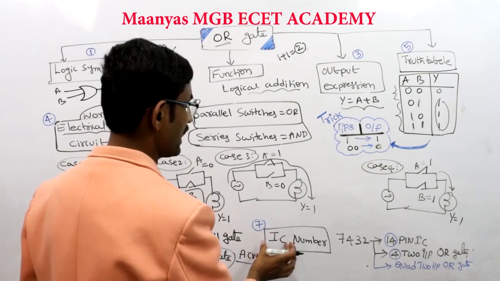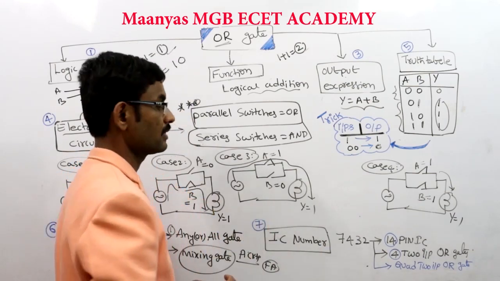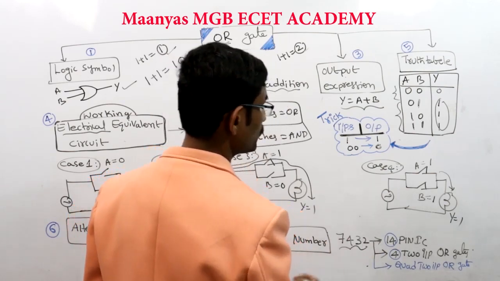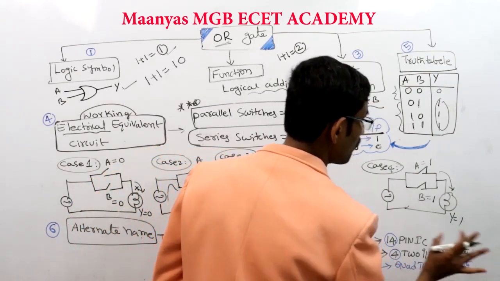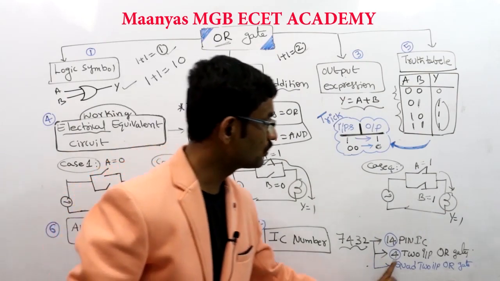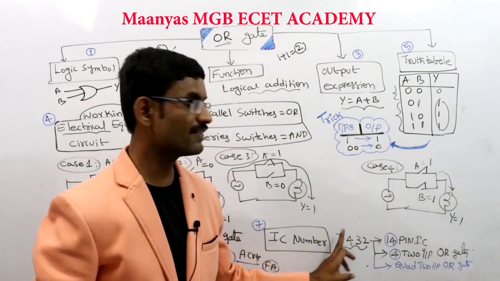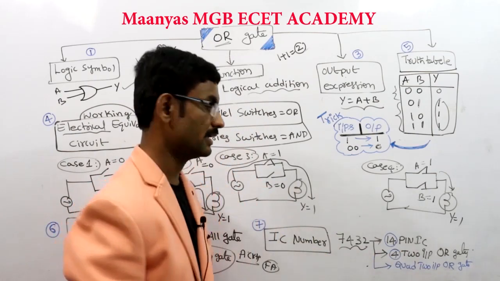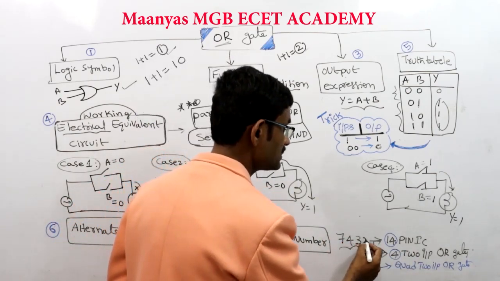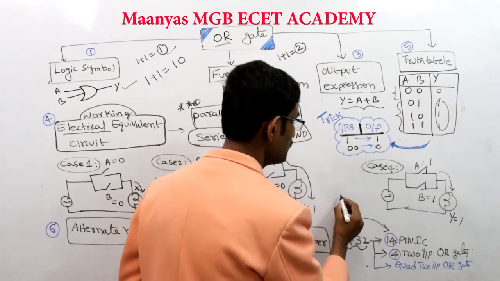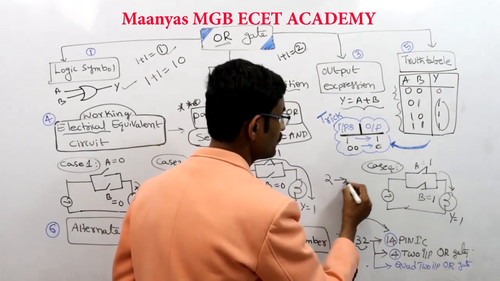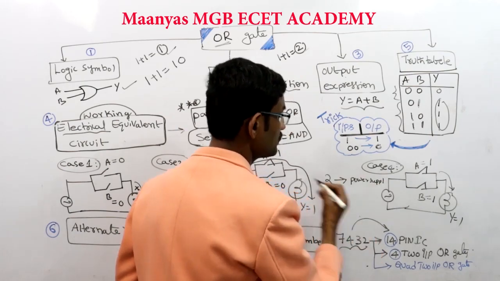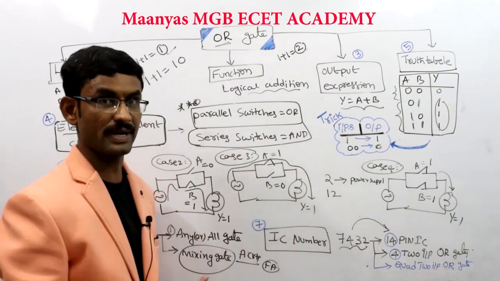Next parameter, IC number. The IC number is 7432 for the quad 2 input OR gate. The IC number of quad 2 input OR gate is 7432. What is the meaning of quad 2 input OR gate? Yes, 7432 basically it is a 14 pin IC. 2 pins are reserved for power supply. How many remaining pins are there? 12 pins.